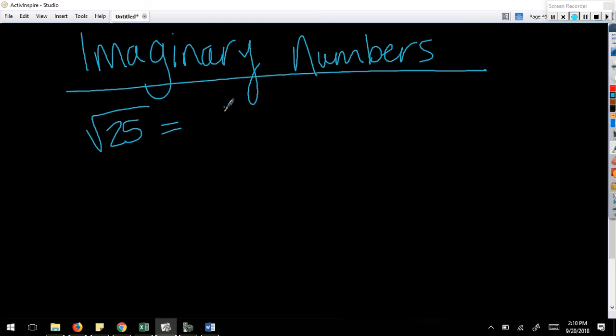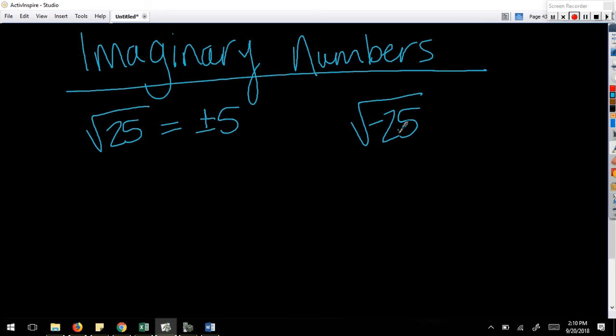is what? 5. And I'm going to say plus or minus 5 because it can be positive 5 times positive 5 or negative 5 times negative 5. But what if I asked you, what's the square root of negative 25? There's nothing you can do, right? Do we all agree there's nothing you can do?